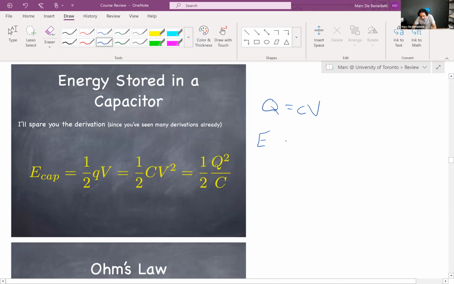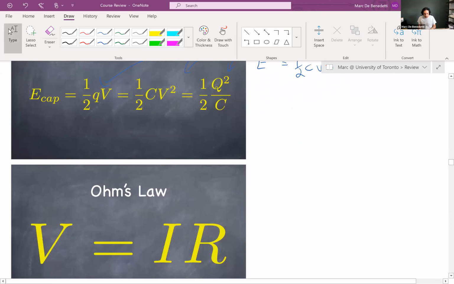So let's say we start with the equation 1/2 CV squared. We can say this is like the base equation, if you will, for the energy in a capacitor. You can use these two equations in conjunction to obtain three rearrangements. And they're all equivalent. It's just a question, again, of what you have and what you need. You pick whichever one is most useful for you.